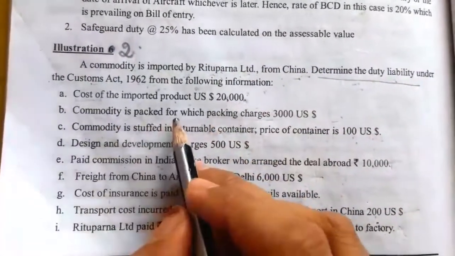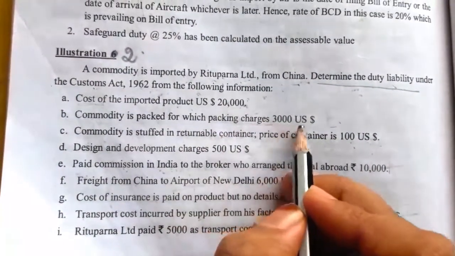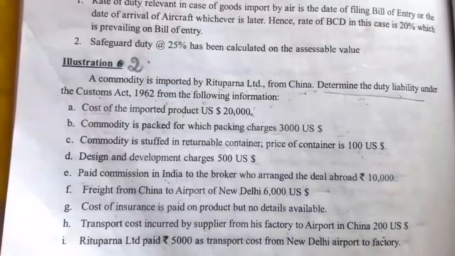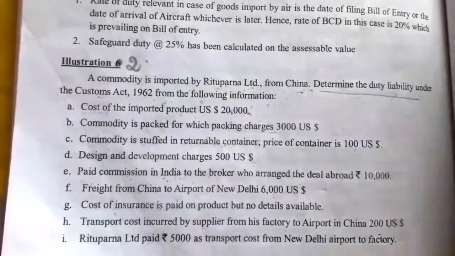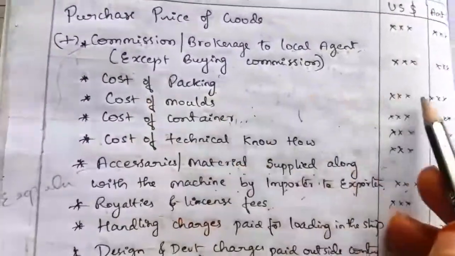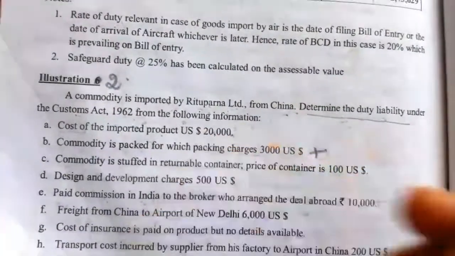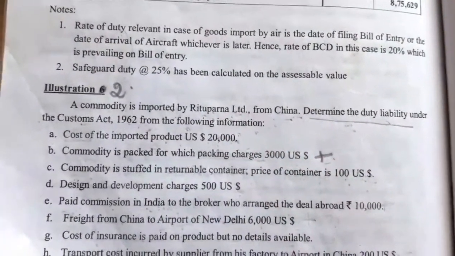Then commodity is packed, for which packing charges $3,000. So the commodity is packed here. For the packing they have incurred the packing charges 3,000. Any cost of packing we have to add to the purchase price or the cost of imported product. So this one we have to add to the cost of imported product, that is before FOB.